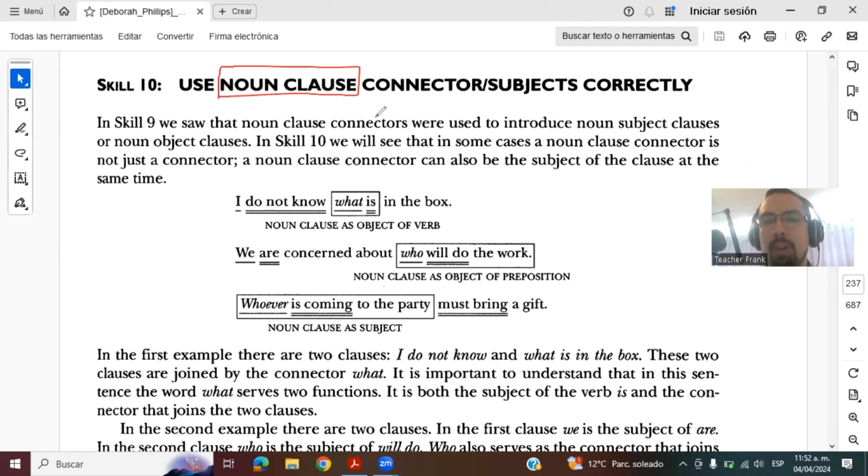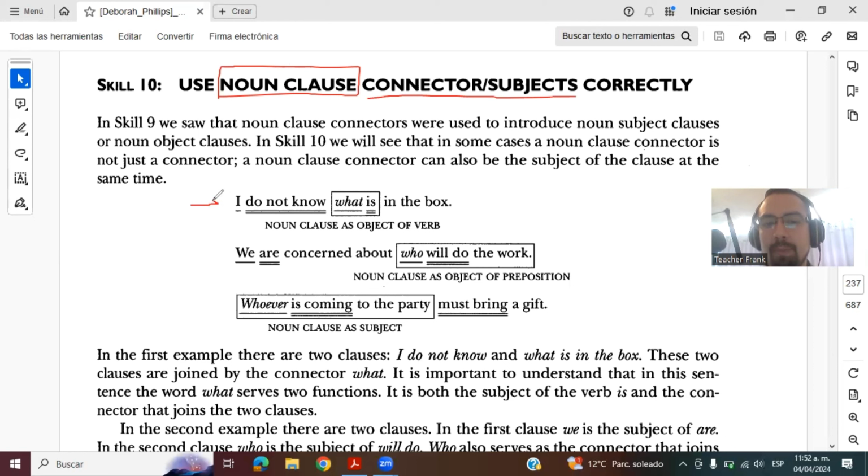Okay, now bear with me. In Skill 10, we're going to be looking at connector subjects. What this means is that my connector is a connector, but also the subject of a verb, right? This is the same idea we saw in Skill 9 with noun clause connectors, and we're going to see it in Skills 11 and 12 with adjective clauses, and then adjective clauses using connector subjects. Now, I'll give you some examples.